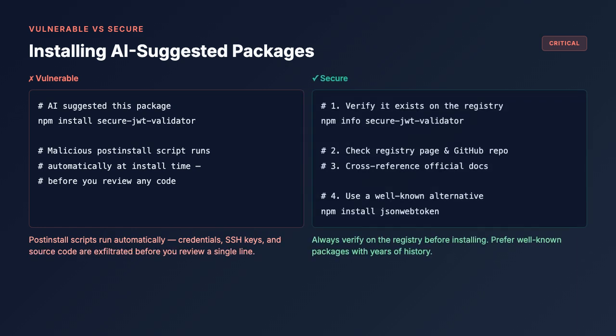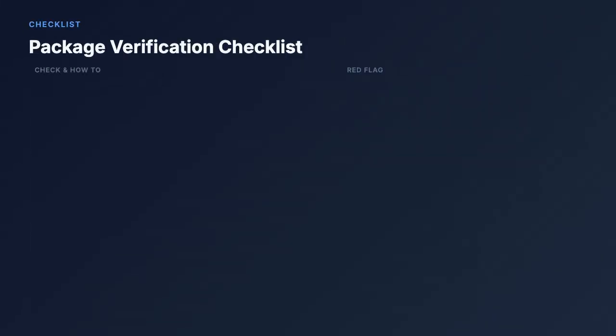On the secure side, you always verify first. Run npm info on the package name. A not found response means it doesn't exist. Visit the registry page and check for a real GitHub repository with real maintainers. Cross-reference the install command with the library's official documentation. And when in doubt, use a well-known alternative with years of history, like jsonwebtoken for JWT handling in Node.js.